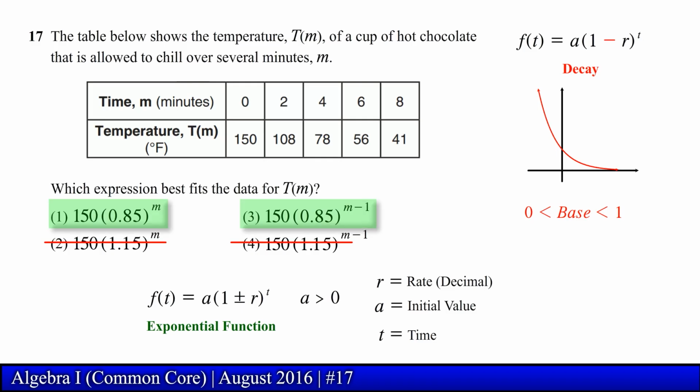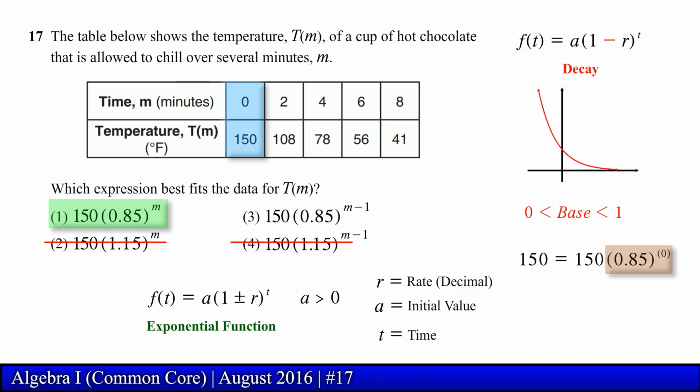Now we need to determine which of the exponential decay functions best fits the data. We can figure this out by selecting an ordered pair from the data, substituting it into the expression, and checking to see if it yields a true statement. Choosing the point (0, 150) and testing the expression from the first option, we substitute m with 0. Make sure you follow the order of operations.